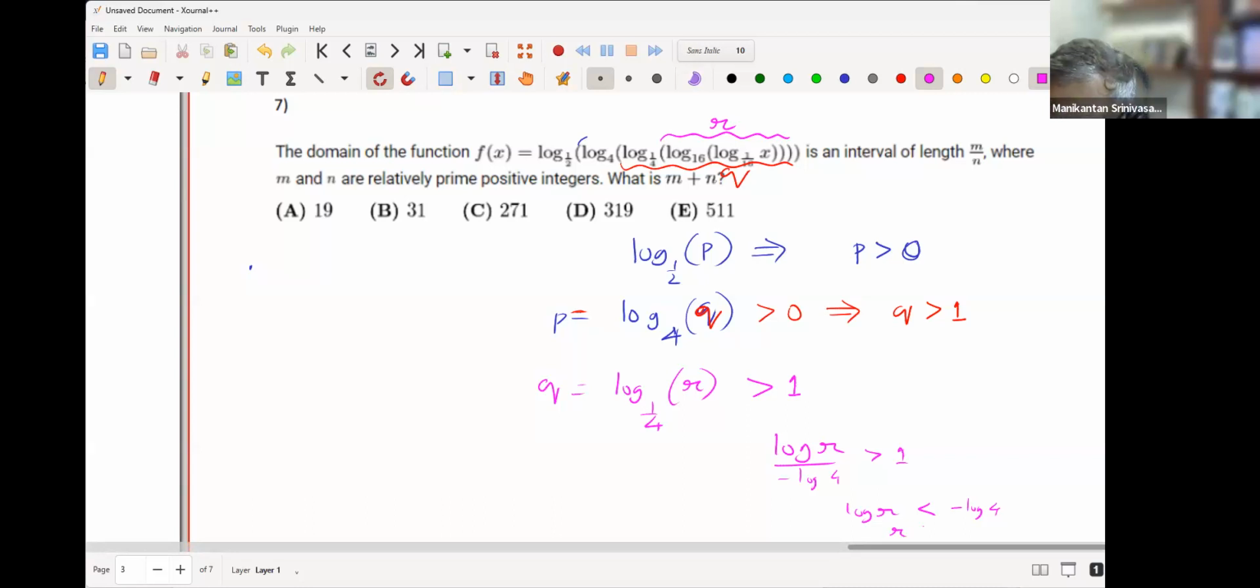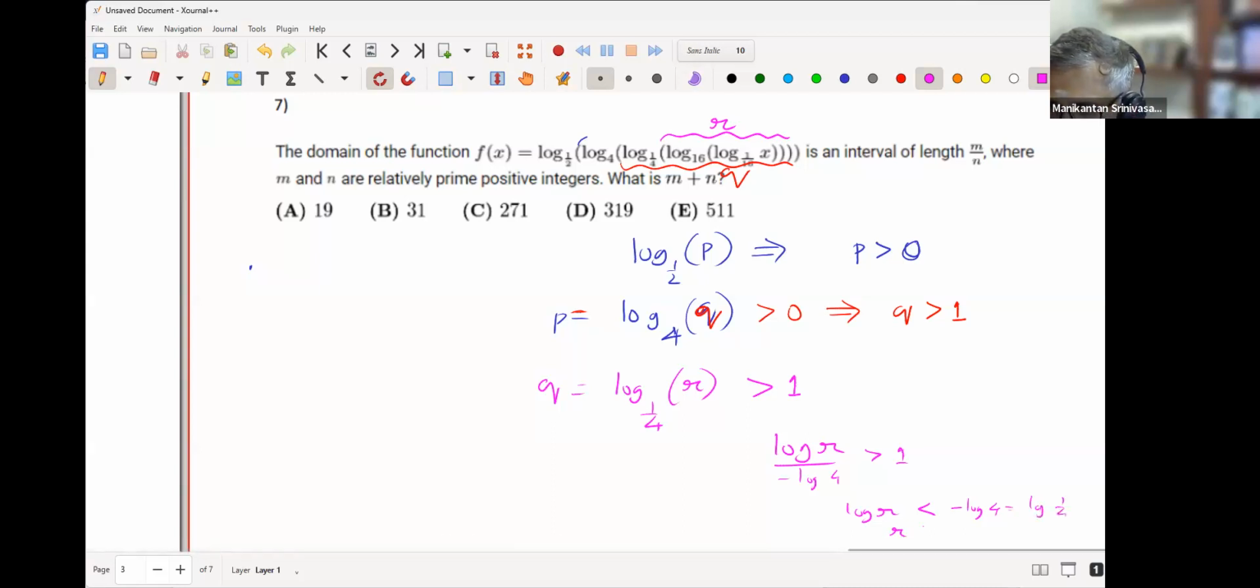So I'm making a mistake, guys. Sorry, what did I say? R must be less than 1/4, right? Yeah, this is log of 1/4. Yeah, R must be less than 1/4.